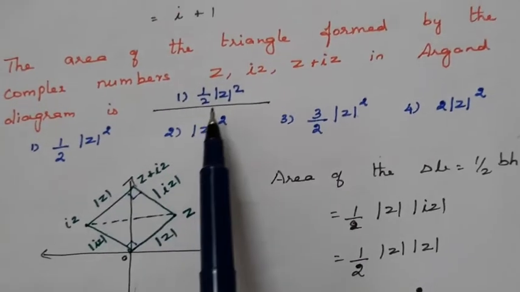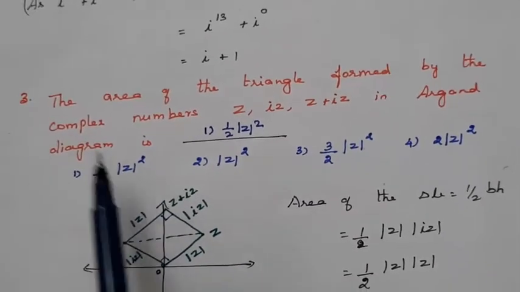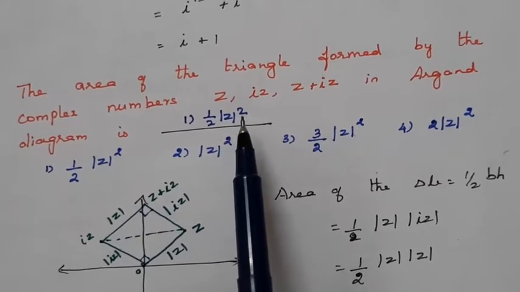So which option suits this answer? First option. So the answer for the third question is option number 1, that is half into modulus of z squared.